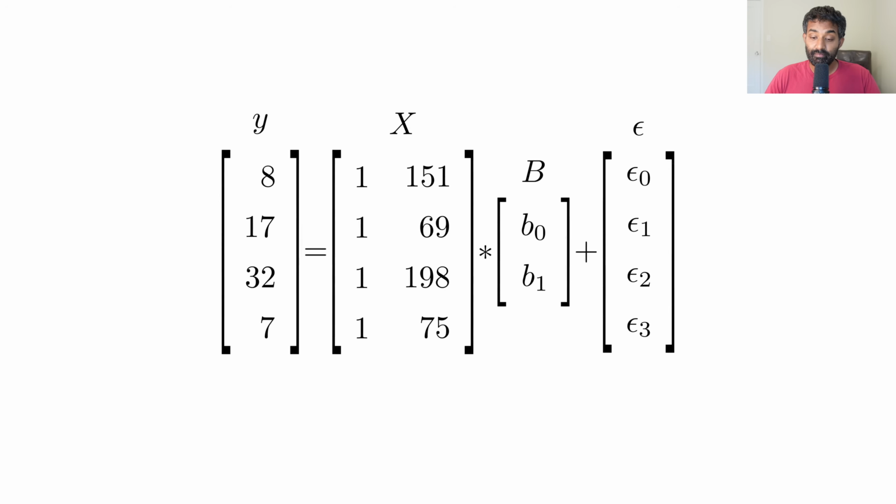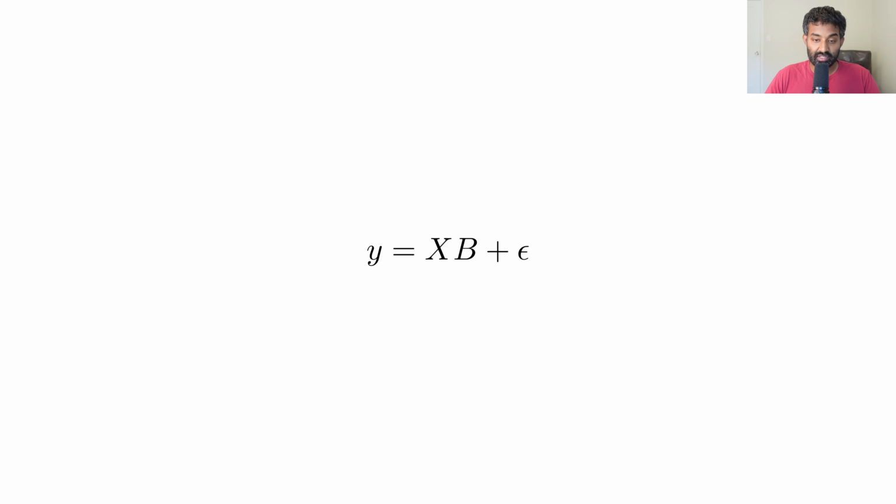So this is the matrix that represents our equations that we just saw a couple minutes ago. This basically shows that our actual y values equal our x values times our coefficients plus our error. We can get rid of the matrices and write this in a simpler format, which just looks like this: y equals xb plus e. And from here, we can actually solve for b, so solve for the coefficients.